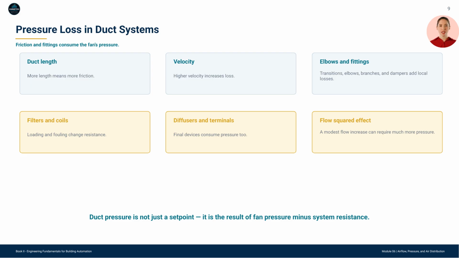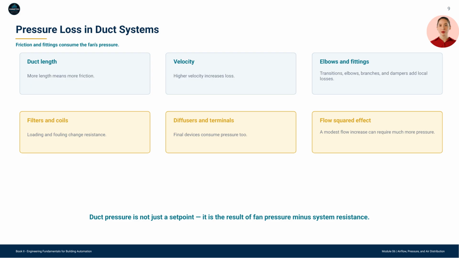The fan creates pressure, but the duct system consumes that pressure. Long duct runs, high velocities, elbows, transitions, branch fittings, dampers, filters, coils, diffusers, and terminal units all create resistance. When resistance changes, the operating point of the system changes. A dirty filter, blocked coil, closed smoke damper, failed VAV damper, or crushed duct can all increase pressure loss.